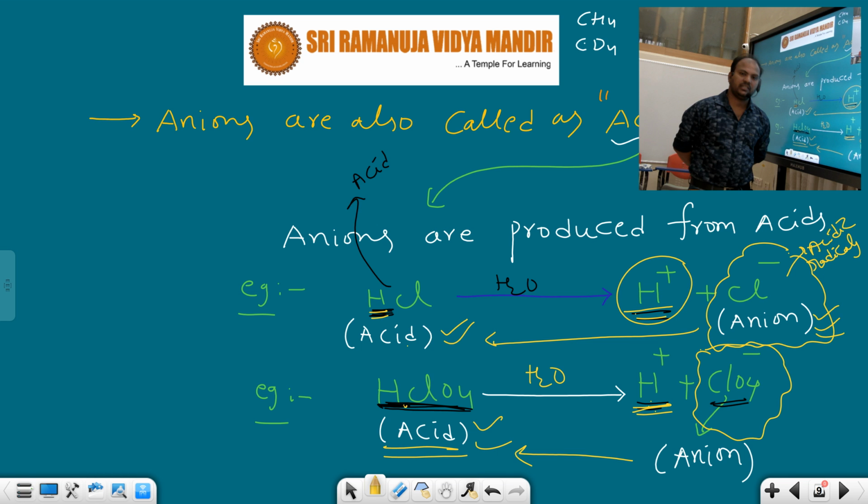Anions are formed by the gaining or accepting of electrons. Anions are negatively charged particles. Anions are also called acidic radicals. Why are anions called acidic radicals? Because they are obtained or derived from acids. That's why they are called acidic radicals.